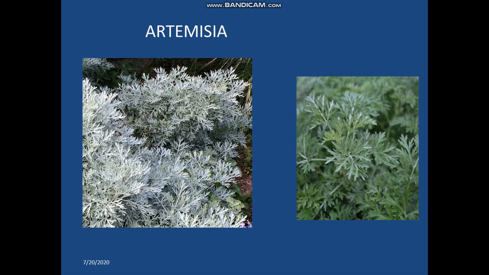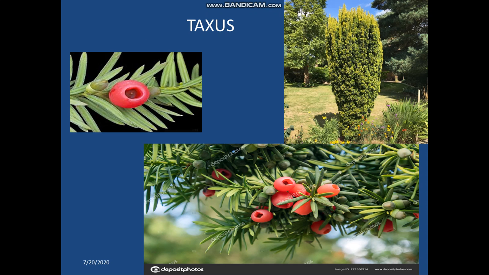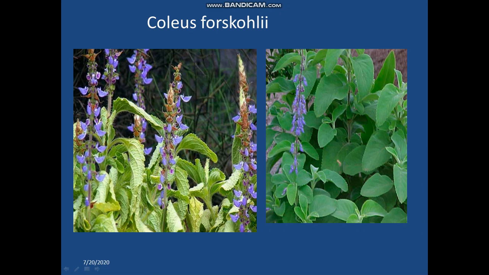Artemisia, anti-malarial. This plant is known as wormweed. Artemisia annua is its name. Artemisia absinthium is its name. So this plant is known as wormweed, containing terpenoids. Next, Taxus baccata or Taxus brevifolia, a very, very important anti-cancer drug obtained in the upper Himalayan region. Then Coleus forskohlii, again a very, very important member of Labiatae. It contains terpenoids and is used as a cardiac stimulant.